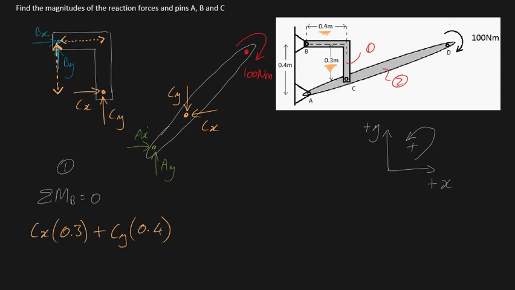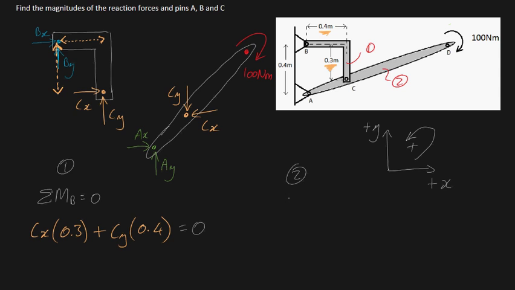Are there any other torques? Nope, so that's just going to be equal to 0. Notice there are no other torques because Bx and By do not produce torques, because the forces go straight through the axis of rotation. Okay, now let's get involved in the second free body diagram.